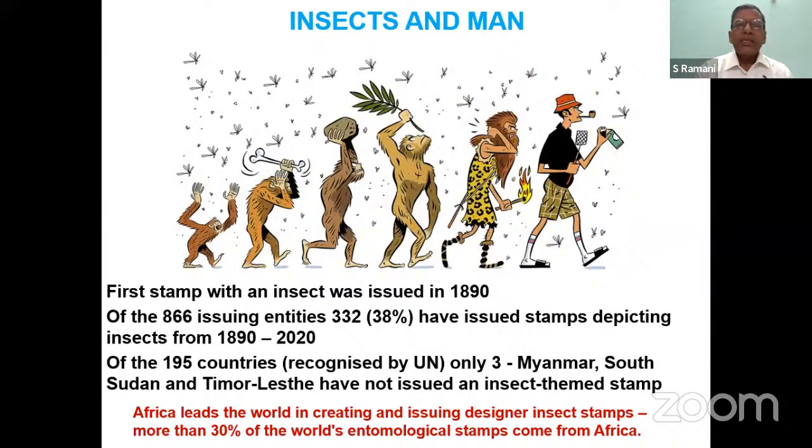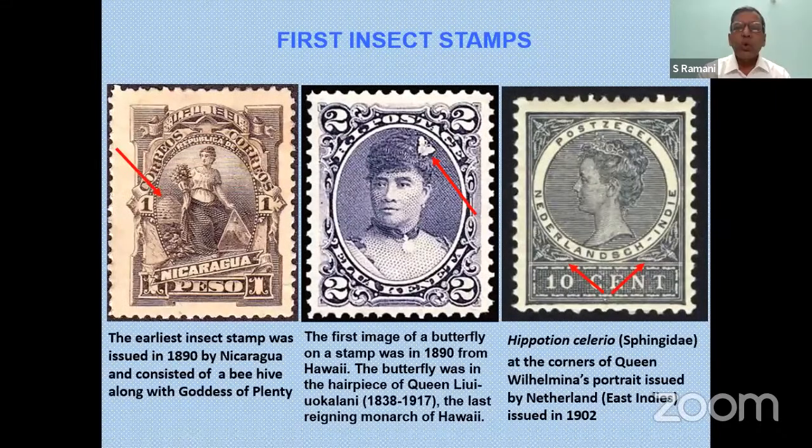These are some of the first insect stamps that you can see here. Most of them have been monochrome. You can see here the first insect-related stamp, on the left, where you see the goddess of plenty. This stamp was produced by Nicaragua with a beehive, which you can see here. So it's a goddess of plenty, and a beehive is shown here. That's the first one where an insect-related thing was featured on a stamp.